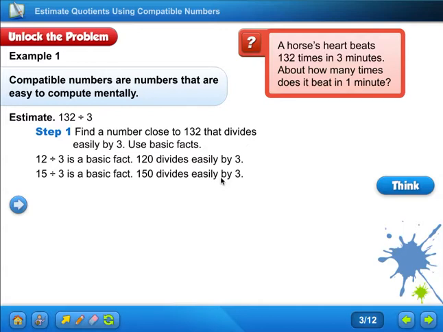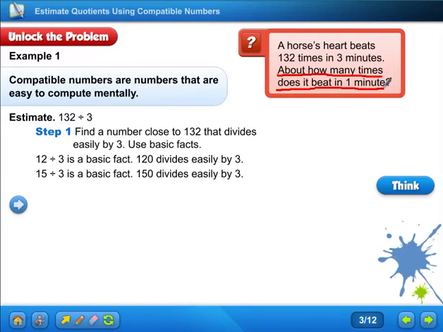Alright, first let's read the question. A horse's heart beats 132 times in 3 minutes. About how many times does it beat in 1 minute? Remember, there's a key word in there, about. So it's just an estimate. Pretty close to what it's going to be, but it's not going to be exact.